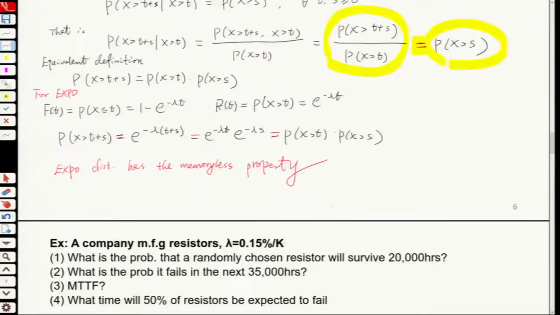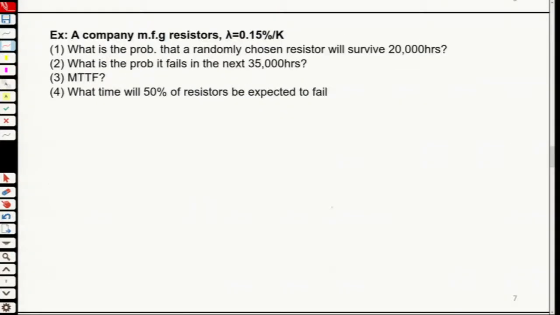Now, before we do that, let's have a look at an example first. This one will give us some formal definition of reliability terms. For example, MTTF. What is MTTF? MTTF is mean time to failure. And what time will 50% of resistors be expected to fail? This is the median time to failure. That is mean time to failure. Okay, median means 50% of the part.